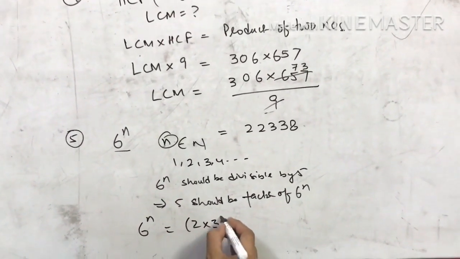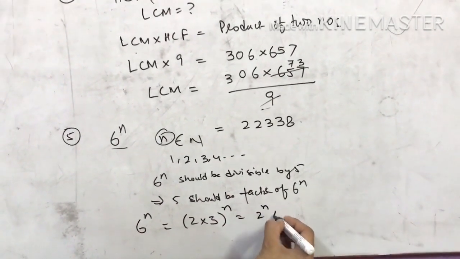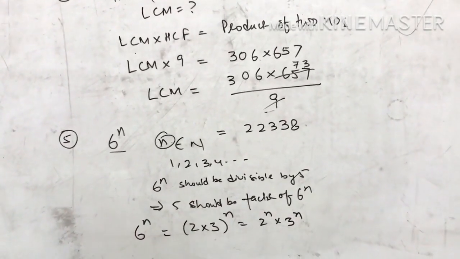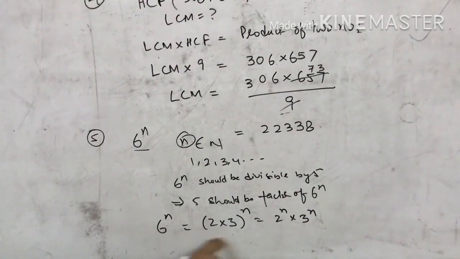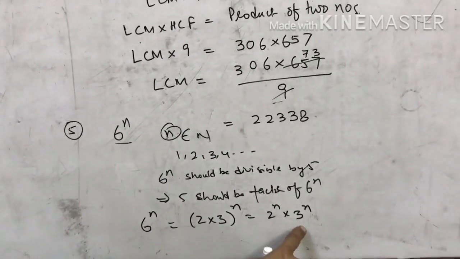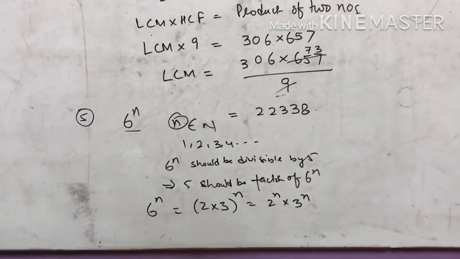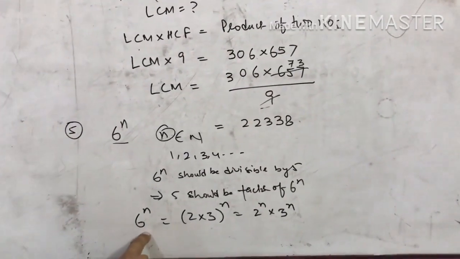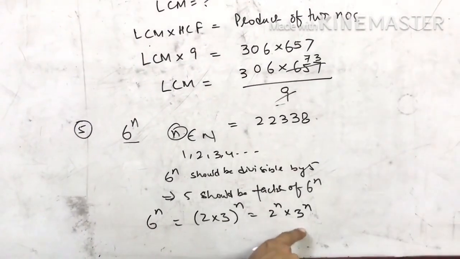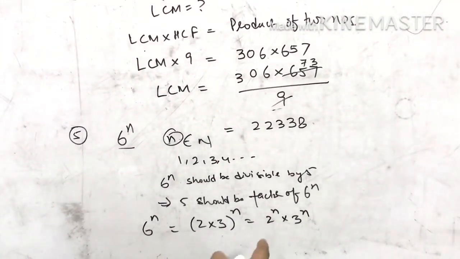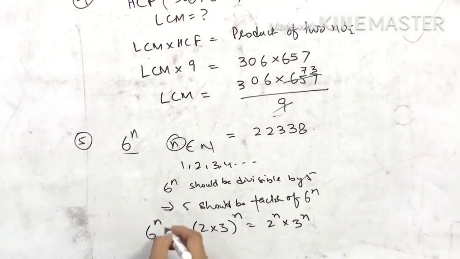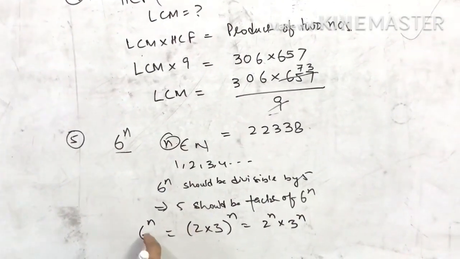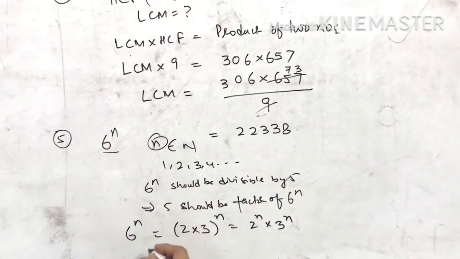That is (2 into 3) to the power n. That is 2 to the power n into 3 to the power n. That means it is not having any factor of 5. Now 6 to the power n is 2 to the power n into 3 to the power n. There is no 5. So by the fundamental theorem of arithmetic, every number has a unique set of prime factors. So it is not having 5 as a factor. So when there is no 5, it means there is no value of n when you will get 6 to the power n ending with 0.